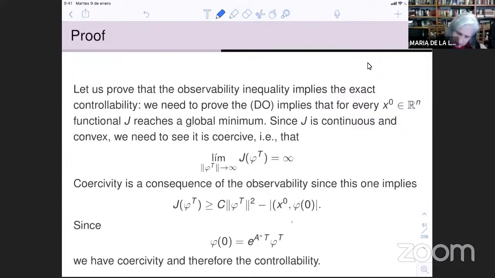So coercivity, what does that mean? I always say that to my students, that is like raising your hands, okay? So that means that when the norm of the initial datum goes to infinity, J of the initial datum is infinite, okay? And in fact, this coercivity is a consequence of the observability inequality, because this implies that J of phi t is greater or equal than C times the norm of the initial datum squared. Why? Because the observability inequality is this one, okay?